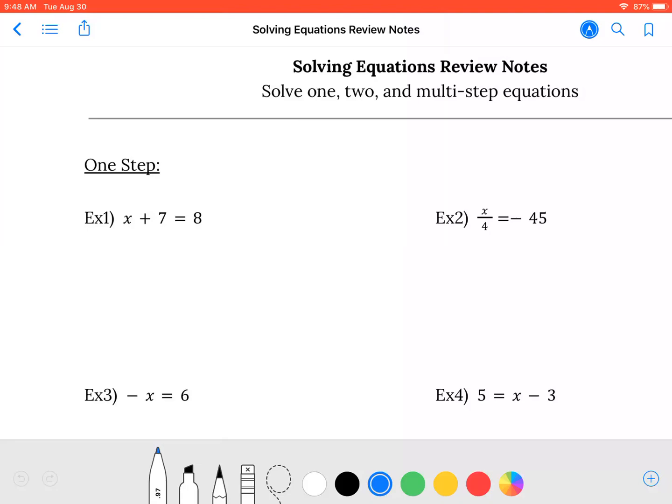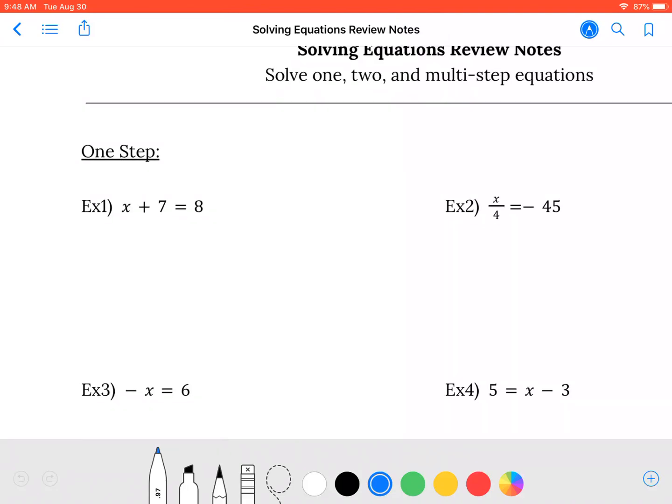Alright, we're going to go through this very quickly in case you missed it. So we have solving equations review. This is going to go through all different scenarios of solving equations. So first we have one-step equations.